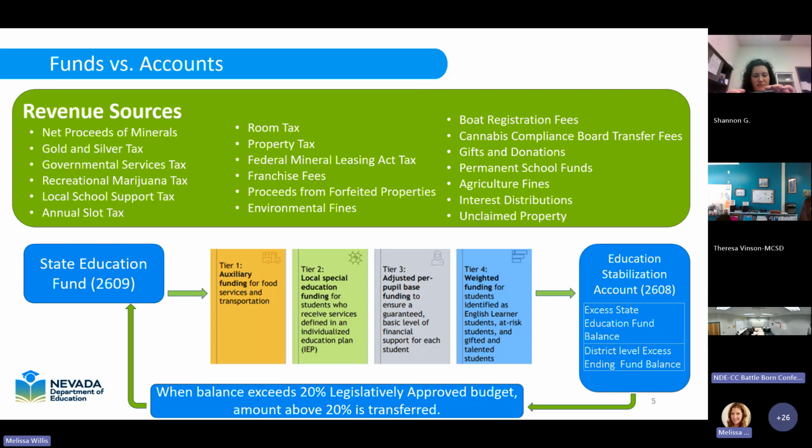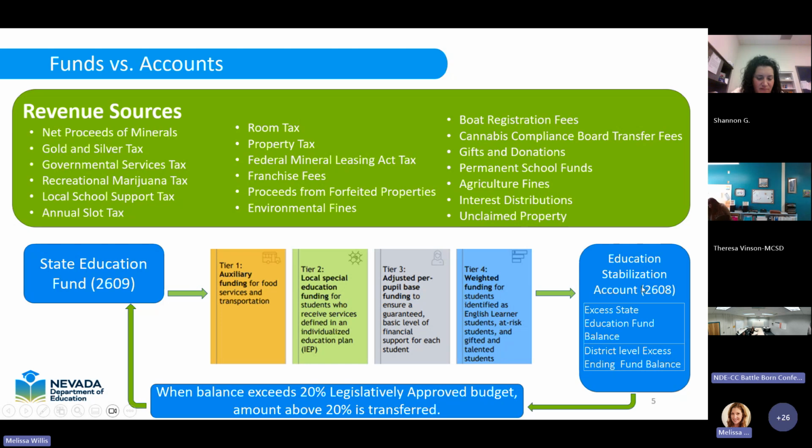these tier categories. Then as part of this overall process, we have the education stabilization account, which is really the savings account of the state education fund. So if there happens to be an excess state education fund balance, meaning revenues were higher than what we allocated in spending, at the end of the biennium, those excess revenues would flow into the state education stabilization account.